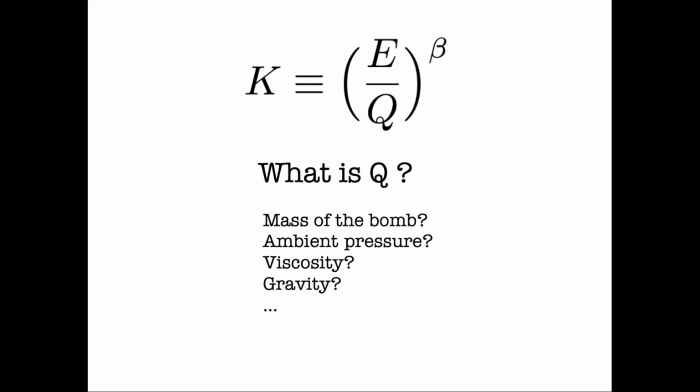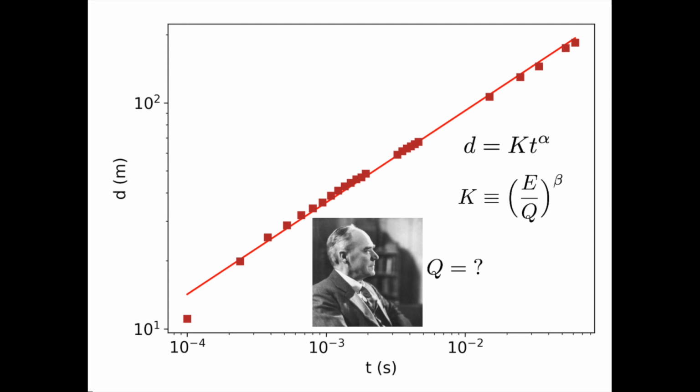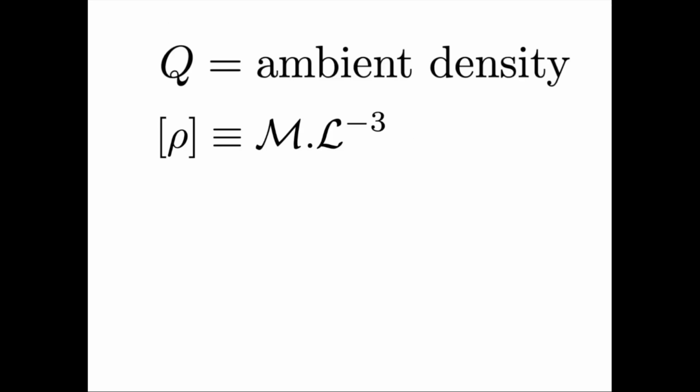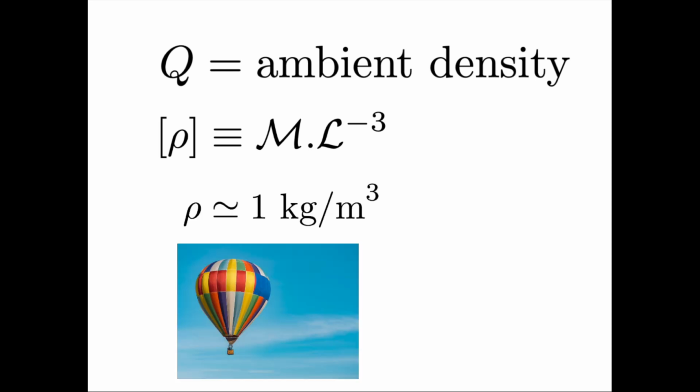Taylor's great insight was to see that for the time range described by the picture he analyzed, the main resistant factor at play is the ambient density, that is, the density of the air surrounding the explosion. We use the symbol ρ for this density. Density is a mechanical quantity that is comparatively simpler than energy, since its dimensions do not depend on time. They are m, L minus 3. For normal atmospheric conditions, the density ρ is around 1 kilogram per meter cube.